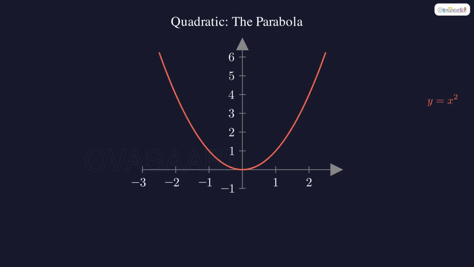A quadratic like y equals x squared makes a U-shaped curve called a parabola. Think of it like the inside of a cooking pot. Every x value gets squared to give y.